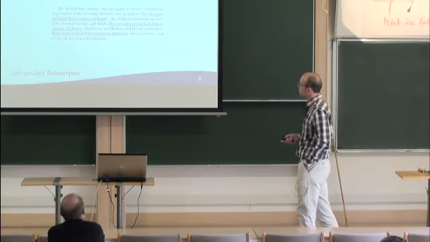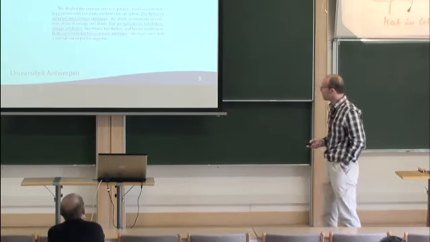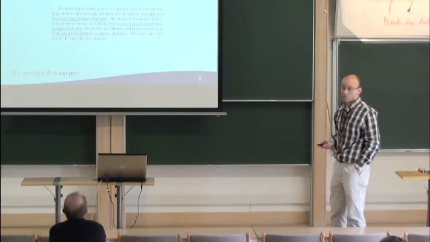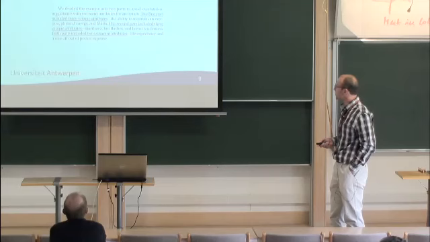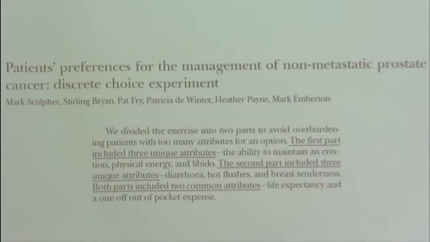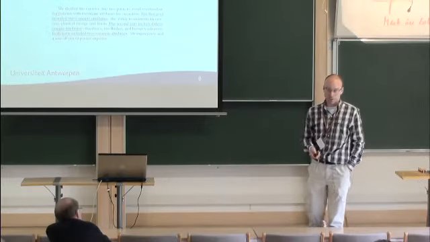Here's another screenshot from another paper by Mark Sculfer et al. Here too, there were a lot of different attributes that were studied in the experiment, and therefore the researchers split their study in 2 parts. They did 2 choice experiments instead of 1, and in the first choice experiment they used 3 unique attributes and 2 common attributes, 2 attributes that were common for the 2 studies they did, and in the second study they considered 3 other unique attributes and again the 2 common attributes. This was again done to limit the cognitive burden of the respondent.